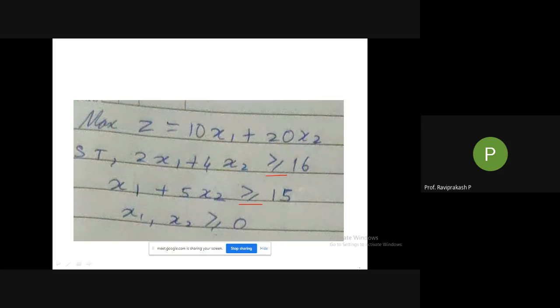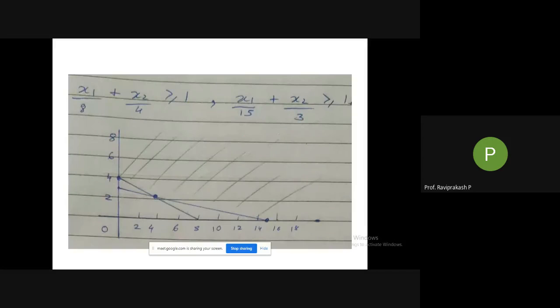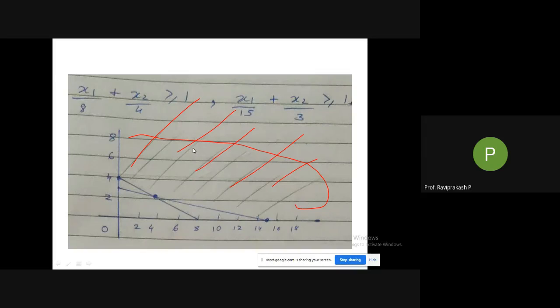So if you are done, just let me know. Done, sir. Okay. So just check whether you have got the similar one. So 8 and 4, 15 and 3 is right for x1 and x2 for both the equations. So as it is greater than, two lines are here, all are above. So there is no bounded region here. You cannot bind this. So it is open. It goes to infinity. So this is what is called an unbounded problem.